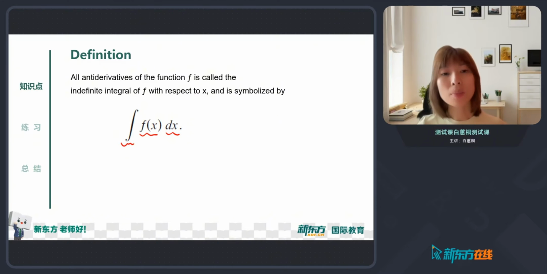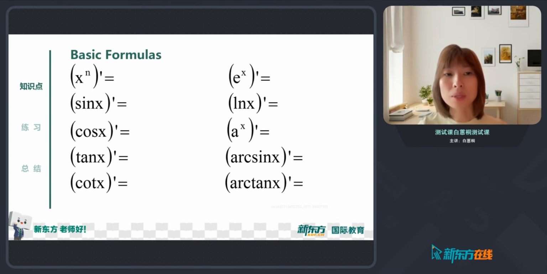Before we talk about the important formulas on how to integrate, we have to go through some important basic formulas about differentiation. Let's take a look at the first one. The derivative of x to the power of n is going to be n dragged to the front times x to the power of n minus 1. This is what we call the power rule. Second, the derivative of sine x is going to be cosine x, and the derivative of cosine x is going to be negative sine x, and the derivative of tangent x is going to be sec x squared.